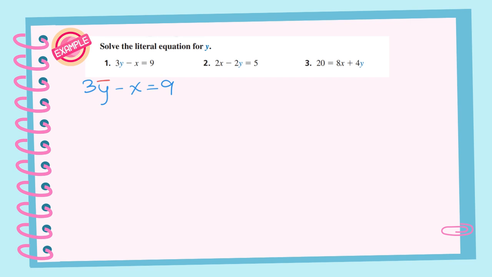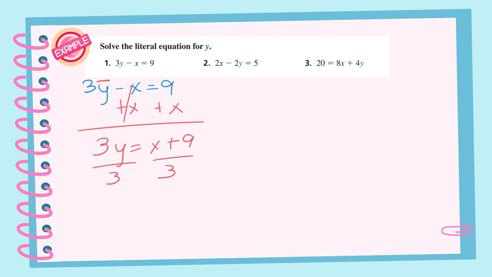So what's the inverse of negative x? Plus x, right? So we're left with 3y equals x plus 9. Or 9 plus x, correct? Same thing. Now, how can I get rid of that 3? By division, correct. So now my final answer is going to be y equals x plus 9 over 3. And that's going to be your answer.